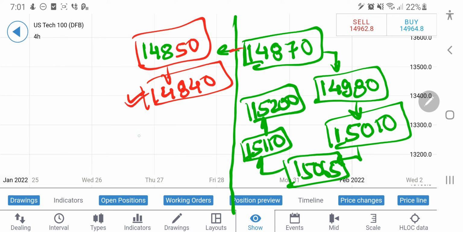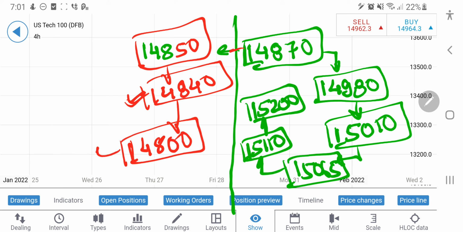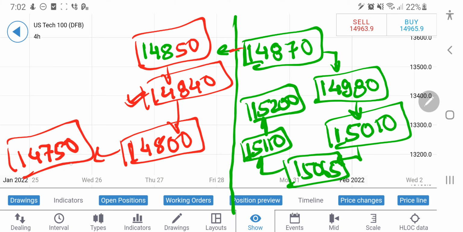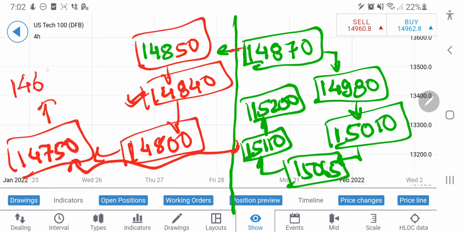Either you can take a short entry level here, and you can take the first target at 14840. Below that, it will head towards 14800, which is going to be very strong support, breaking this 14750. Now till here also you can expect 14750 to 15110. This can also happen today, that it might swing between these levels. Else below 14750, it will head towards 14660 levels directly, and below that it will head towards 14600.